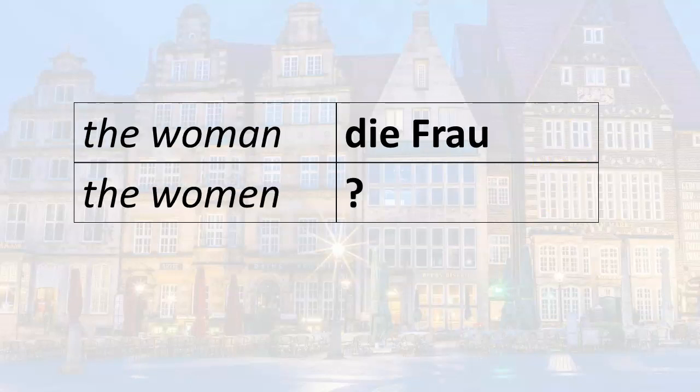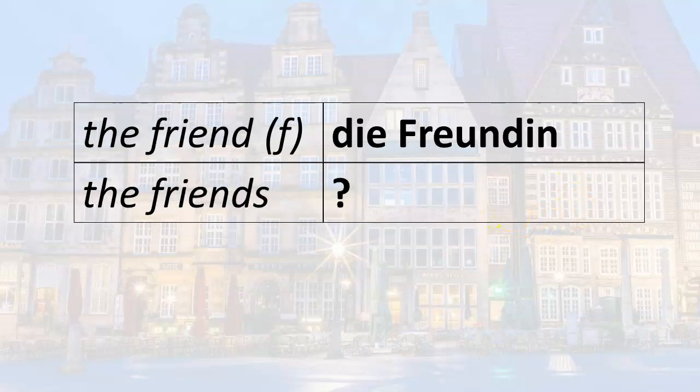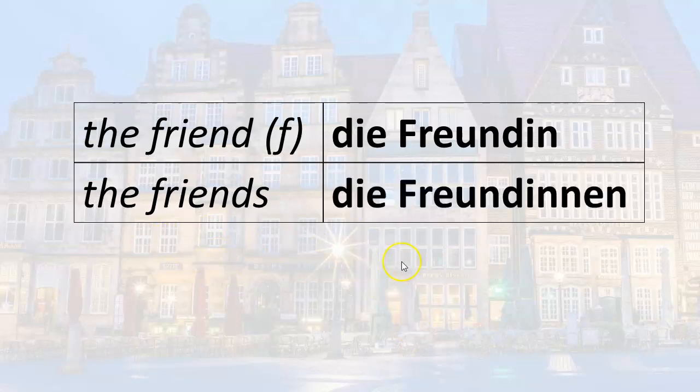This is the case where you add an EN. Die Frau becomes die Frauen. Die Frau, the woman, die Frauen. So we're adding an EN. In the case of die Freundin, a female friend, you add an NEN. So the friends, die Freundinnen. Die Freundin, die Freundinnen.